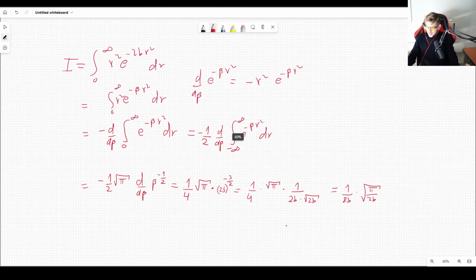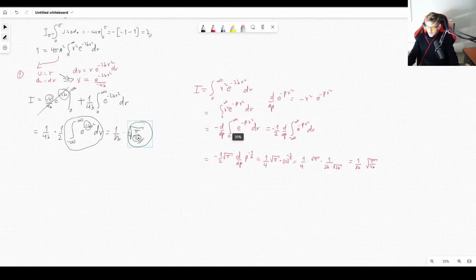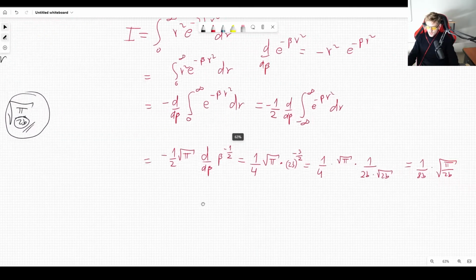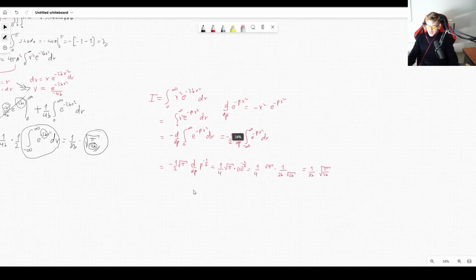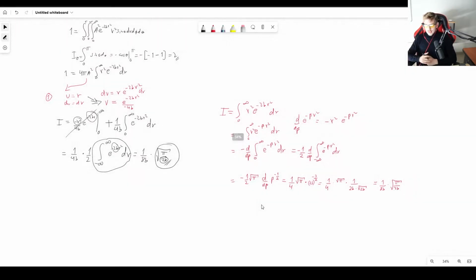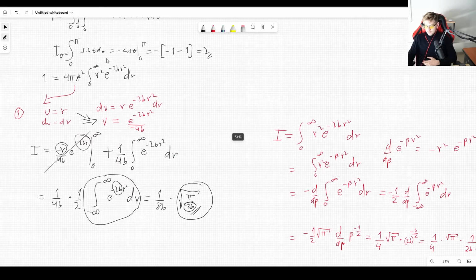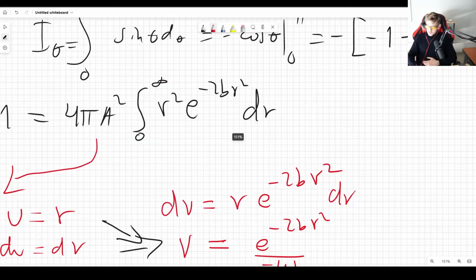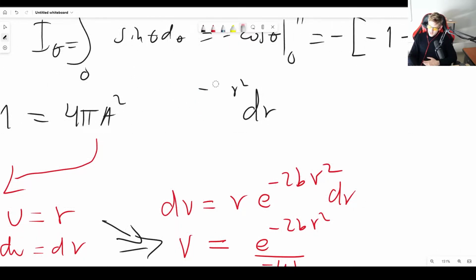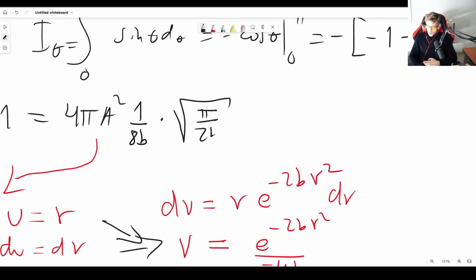And this is precisely what we had found before, right? 1/8b, square root of pi over 2b. Exactly the same. So these are two methods. You can use whichever one makes you happy. But either way, the result of this integral, this thing right here, is 1/8b times square root of pi over 2b.